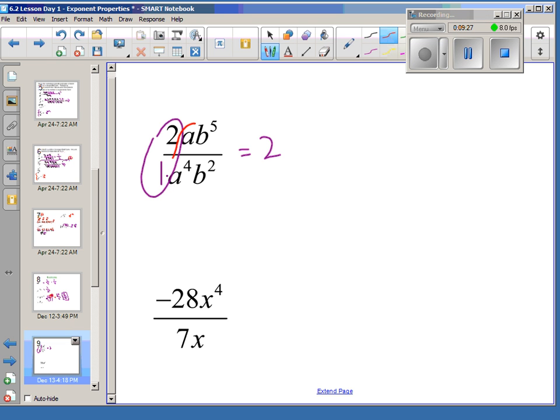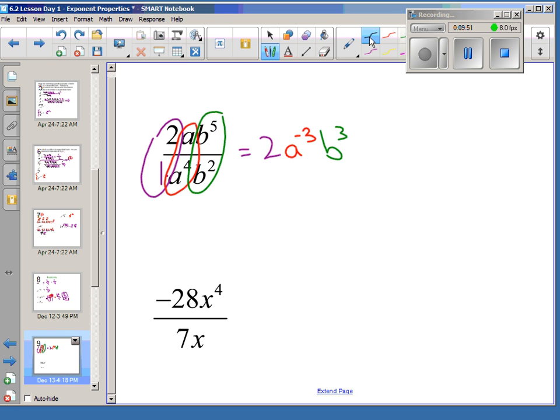Next, we look at our a's. So a to the first divided by a to the fourth. Remember, if we're dividing with like bases, we subtract the exponents. So 1 minus 4 gives us a to the negative 3. And then finally, we look at our b's. So b to the fifth over b squared. 5 minus 2 gives us b to the third.